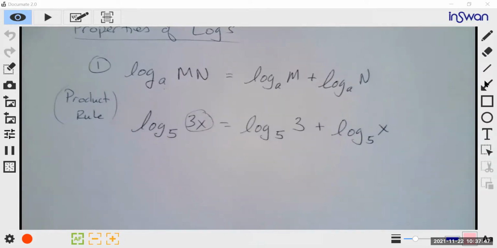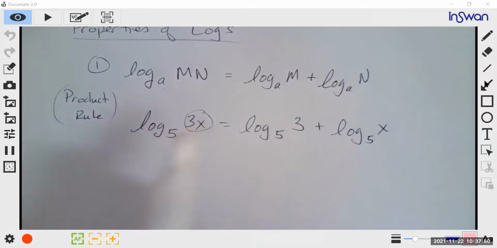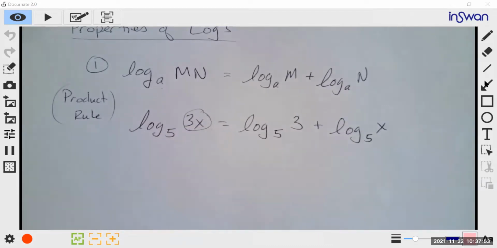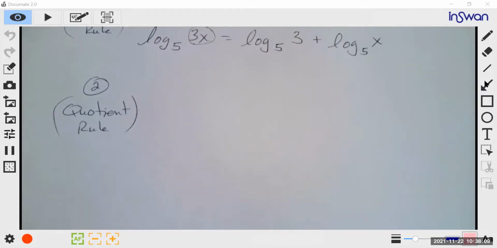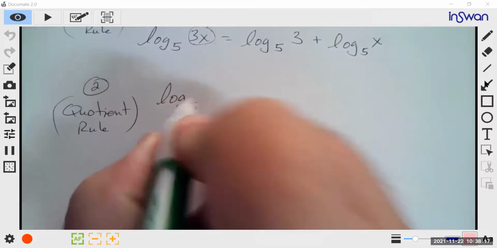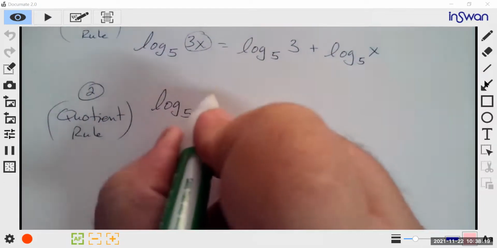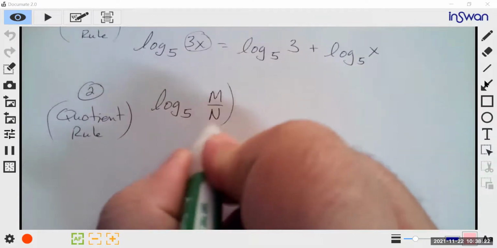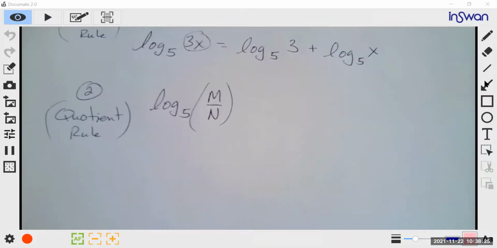If you have more letters, like what if you had 3xy? Then you'd have 3 equations. Whatever's multiplied together, you just put a plus sign in front of it. The second one, the quotient rule. What does quotient mean? Right, fraction. Log base 5 of m over n.